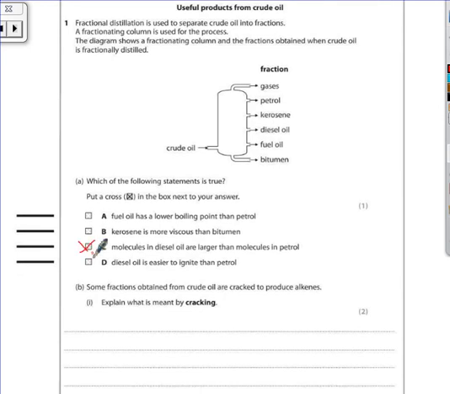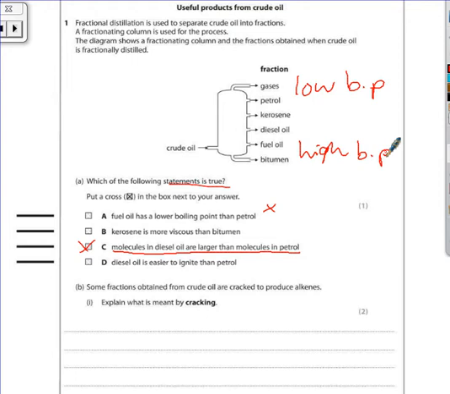Right, the answer is going to be C. So, molecules of diesel oil are longer than molecules in petrol. So, which of the following is true? Put a cross in the box next to your answer. Fuel oil has a lower boiling point. Okay, so the lowest boiling points are at the top. So that was wrong. Kerosene is more viscous. So if we've got the high boiling points at the bottom and viscosity increases as we go down, so the most viscous things are at the bottom, that's the stickiest things.